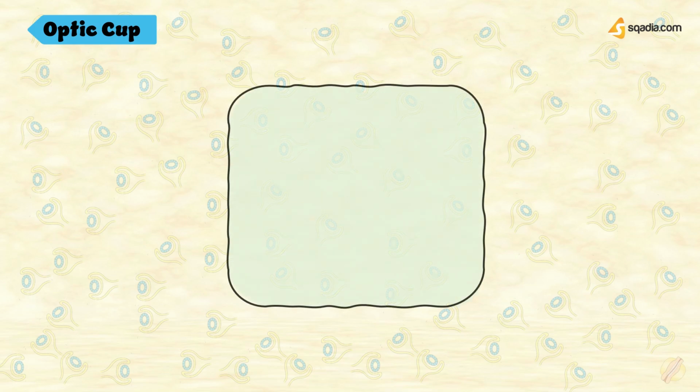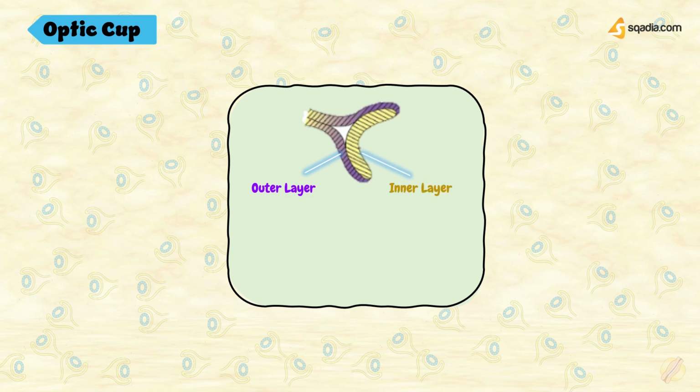As we have discussed, there are two layers of the optic cup. This is the outer layer of the optic cup, while this is the inner layer of the optic cup. Do you know the importance of the outer layer and inner layer of the optic cup? In the optic cup, there is an outer layer that develops into the pigmented layer of the retina, and an inner layer that becomes the neural layer.